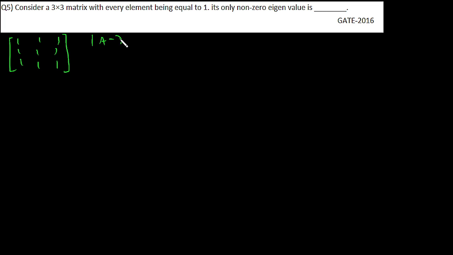So first let's form the characteristic equation, find the determinant, and equate it to 0. So let's form the determinant. 1 minus lambda, 1, 1, 1.